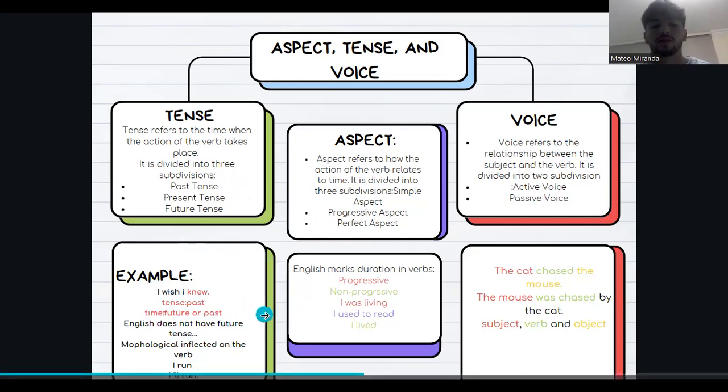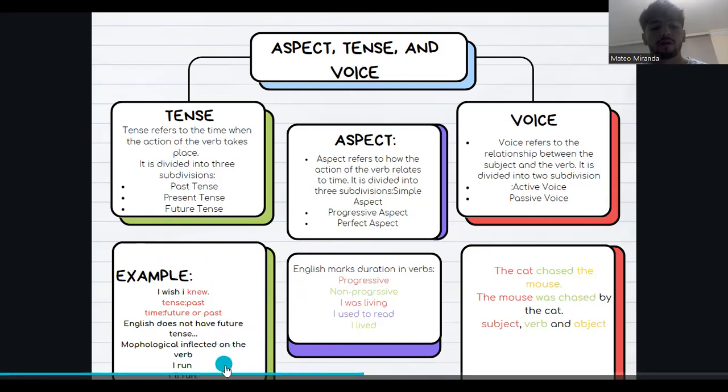Now, English does not have a future tense morphologically inflected on the verb. Here's an example: I run and I will run. As we can see, I run is a present tense example, and I will run is a future tense example. But how, if English doesn't have a future tense? Because the use of words such as will or shall is a signal to show futurity, to show that this is in the future.